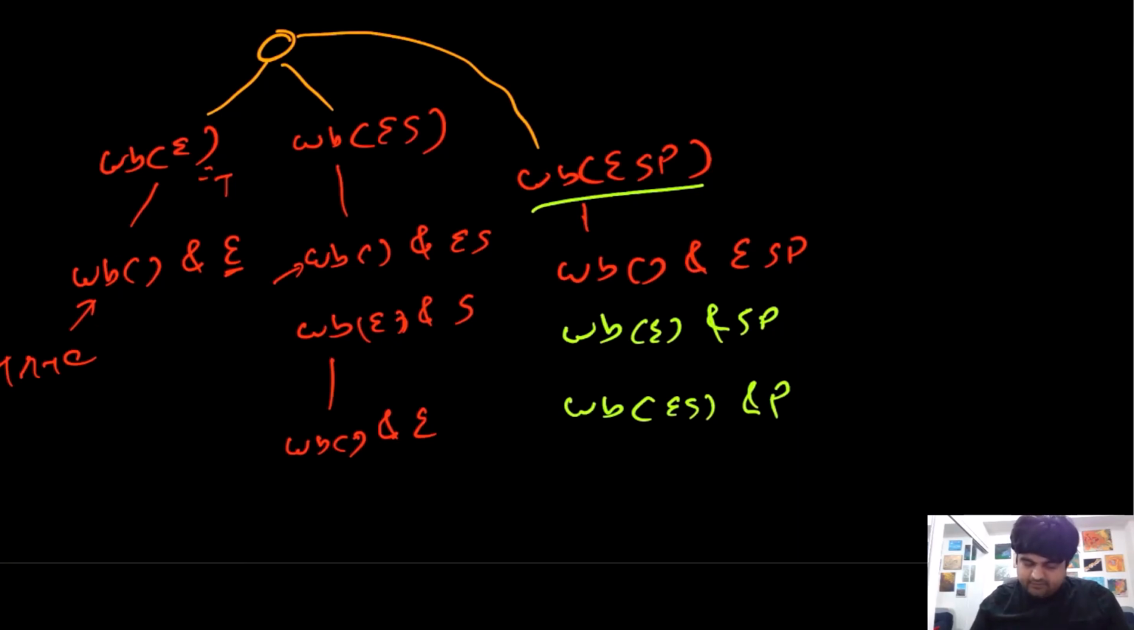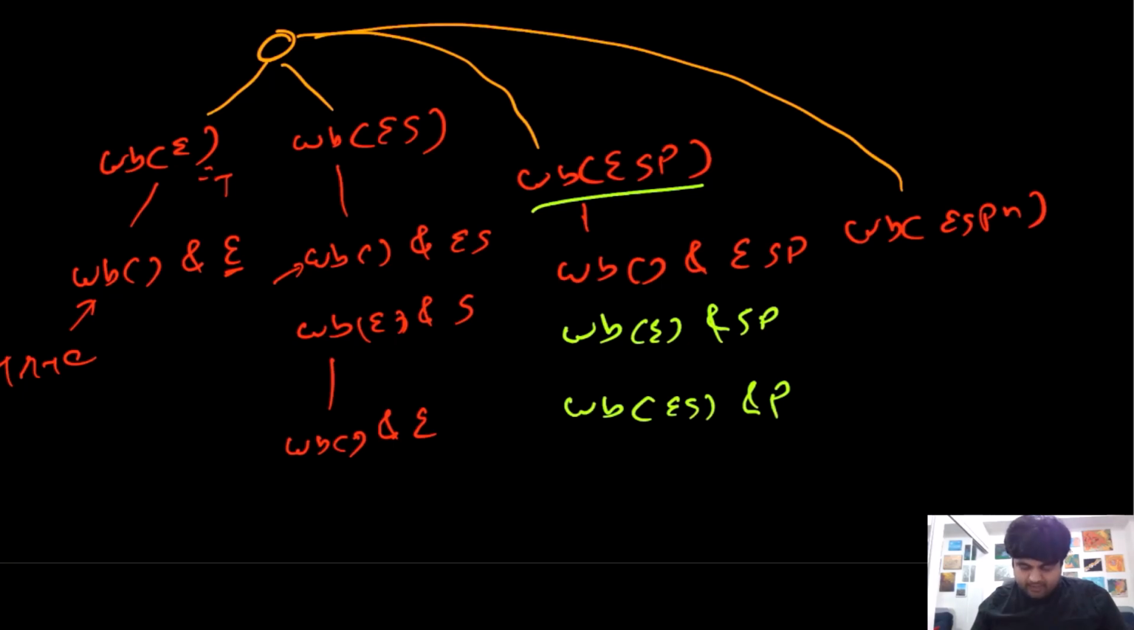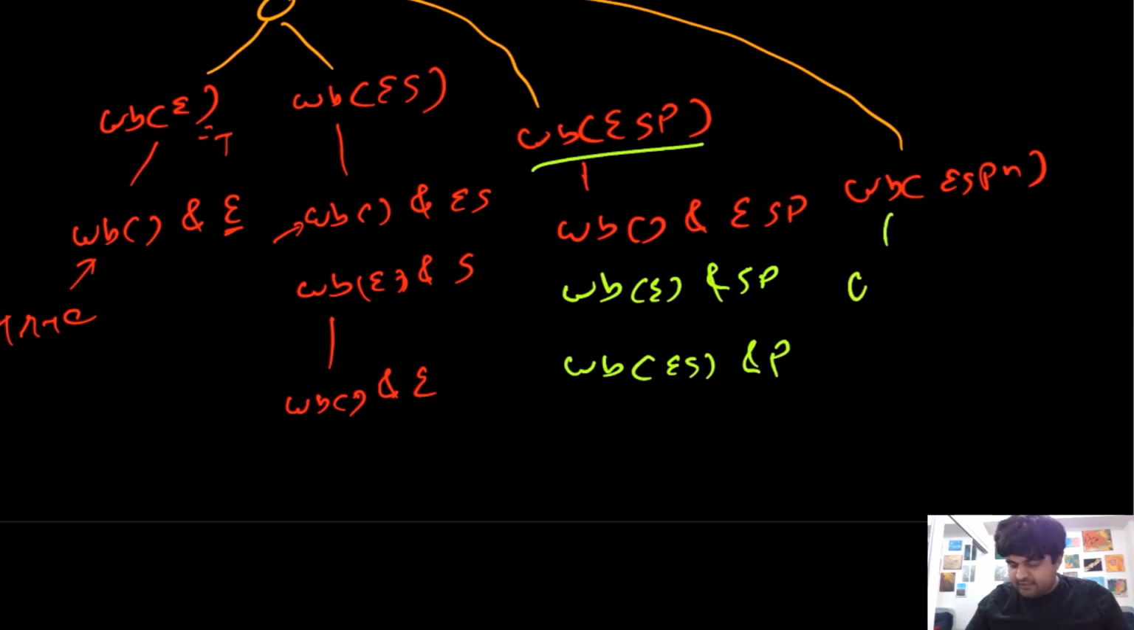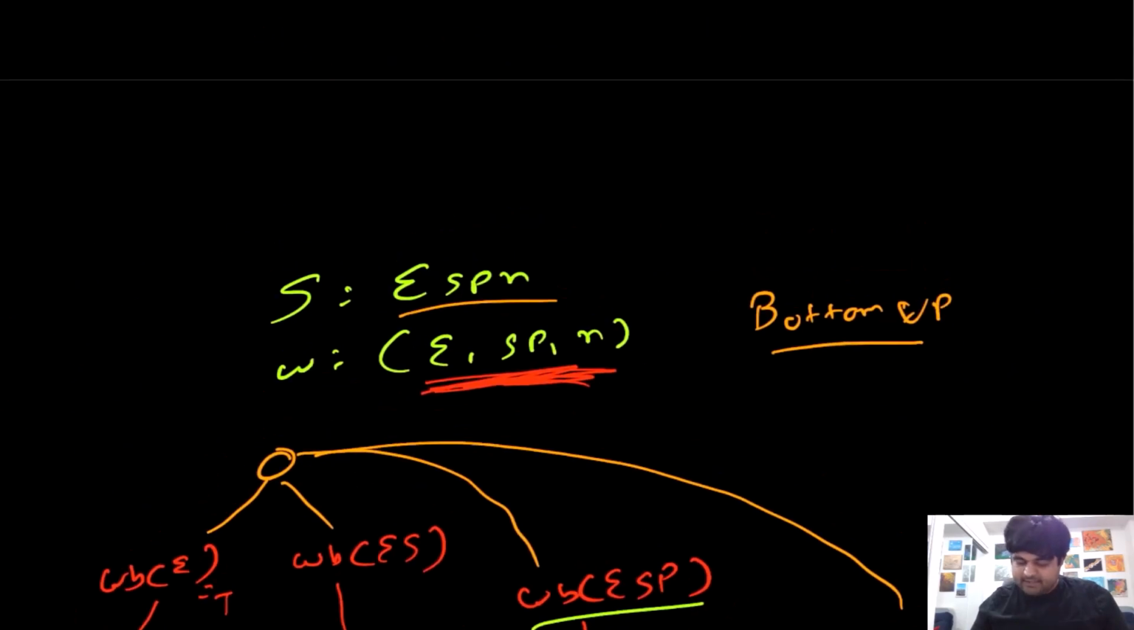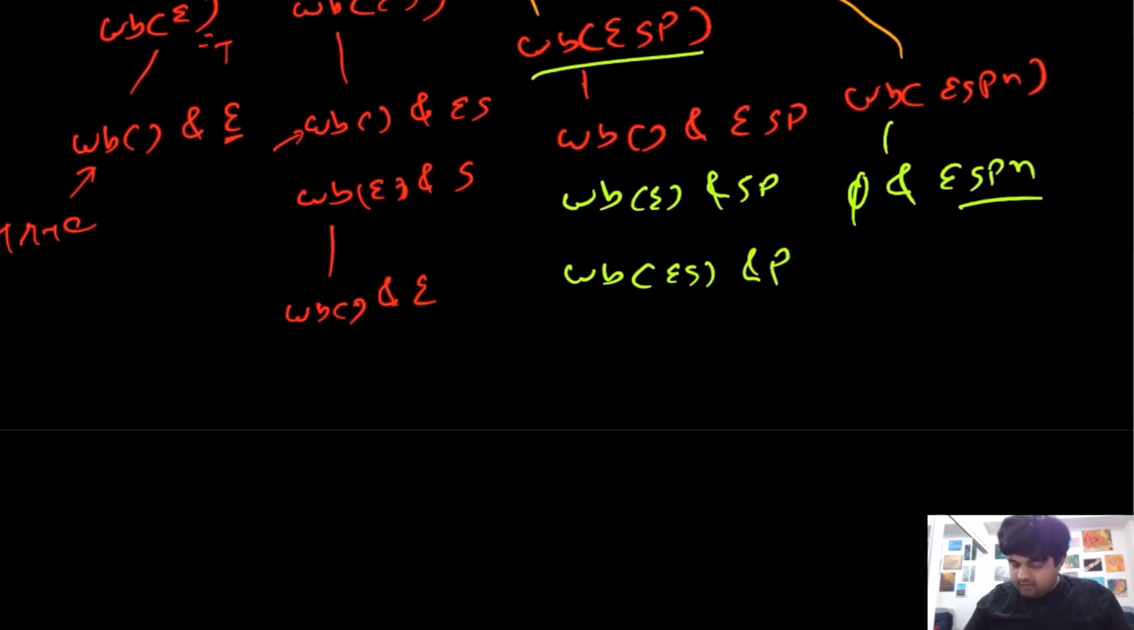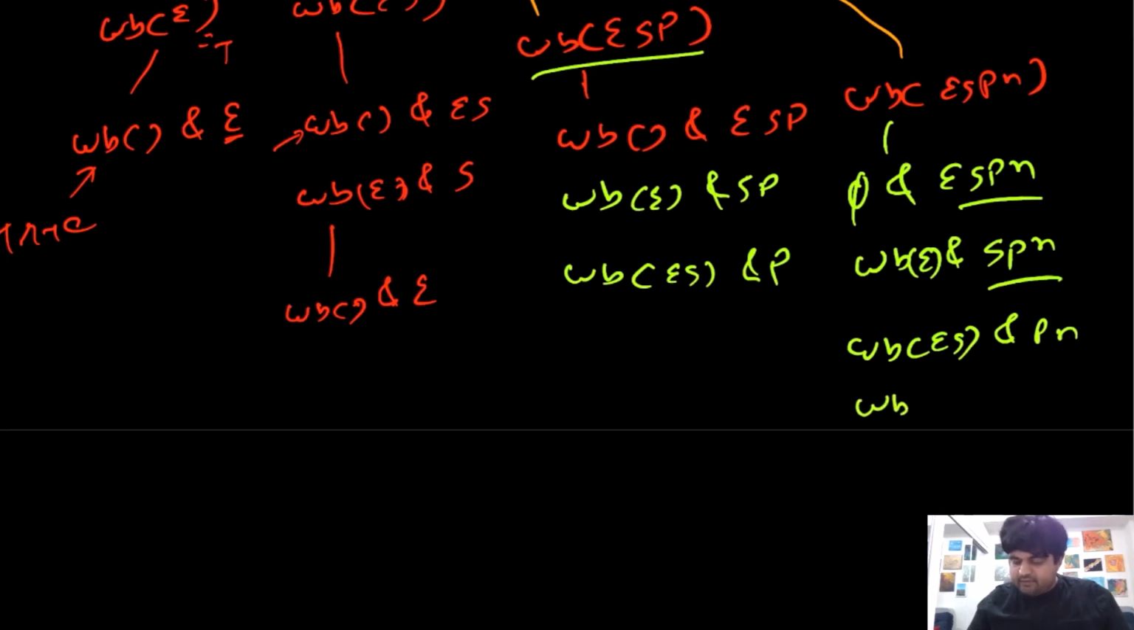The next option we have is the final scenario, whether the word break of ESPN exists or not. And to check that, we will have four possibilities. The first one is that we check the empty string and we check whether ESPN, the whole word, is present in this word dictionary or not. Or we can check whether the word break of E is present and SPN. Or we can check whether the word break of ES is present and we can check for PN. Or we can check the word break of ESP and we can check the value N.